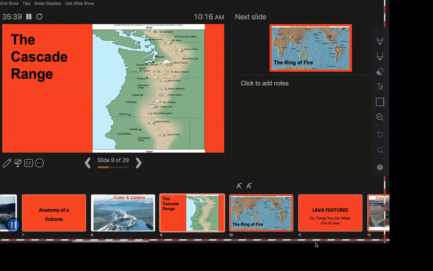What's the rest of California known for? Not volcanoes necessarily, but what? Earthquakes. Yeah. So something happens just after you get into California there that it changes. And we stop seeing volcanoes and instead we see earthquakes. All right?